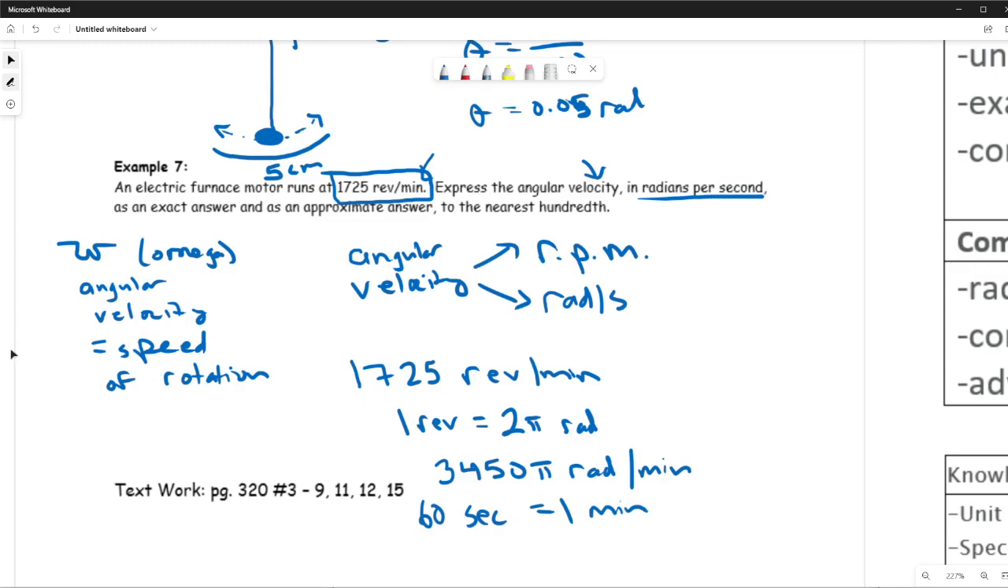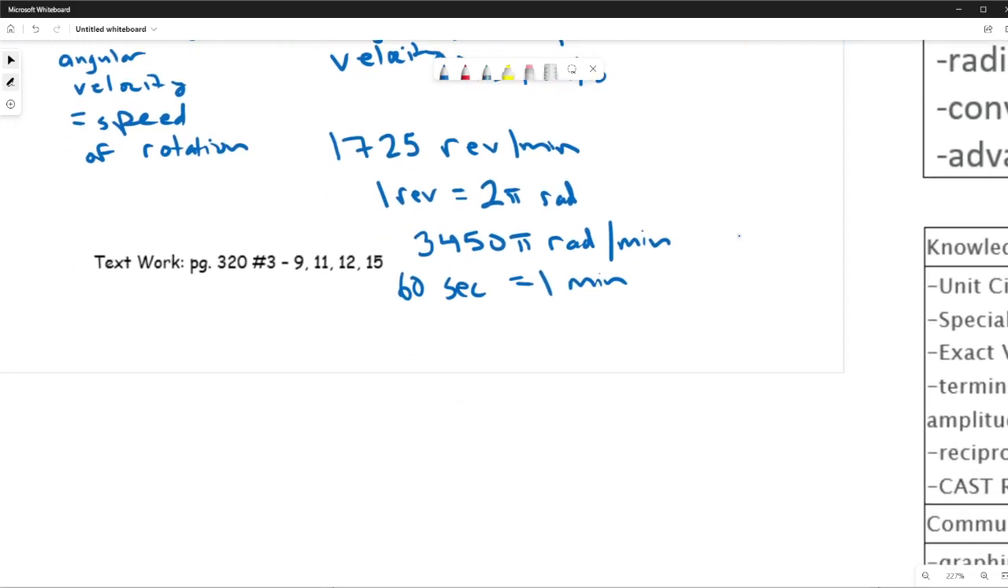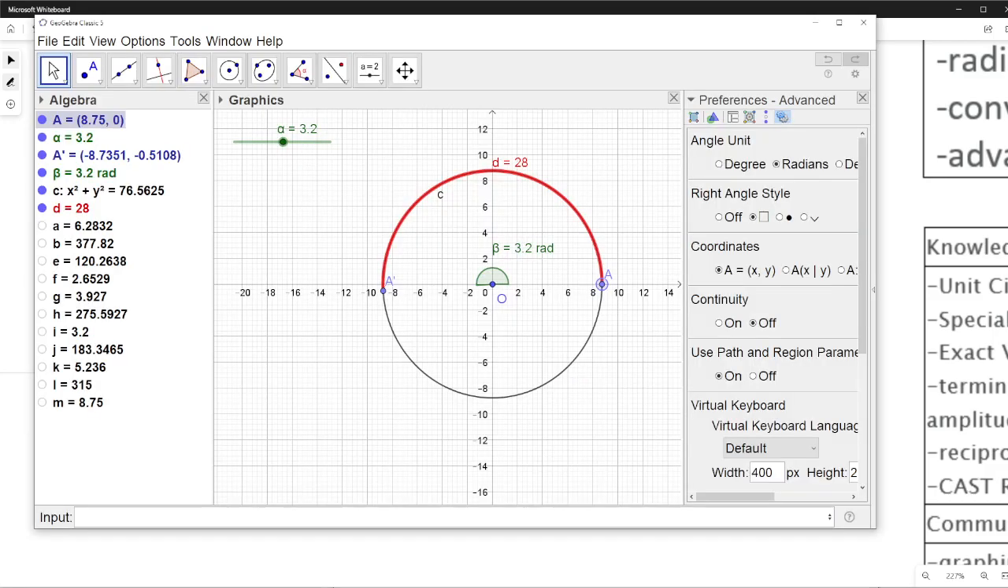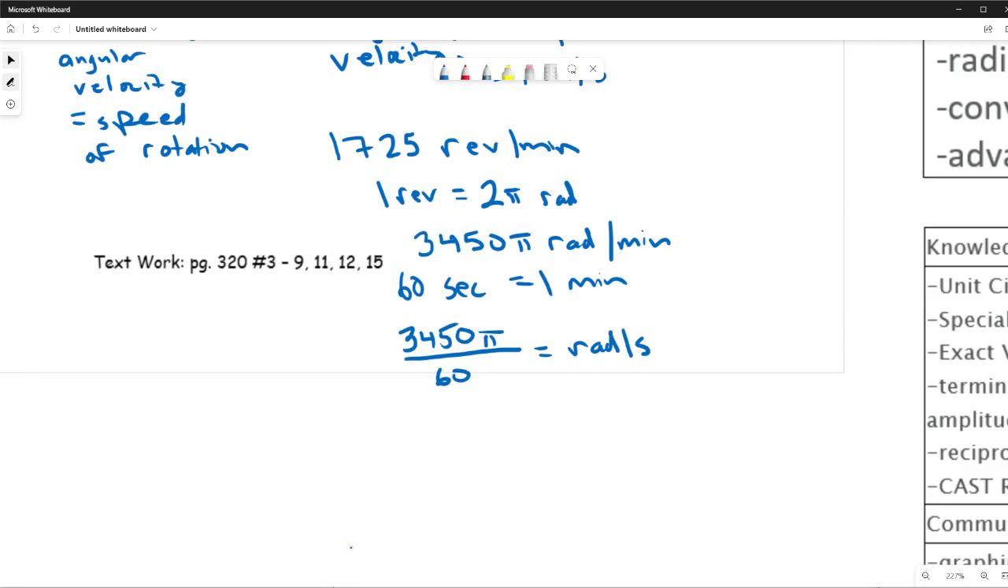So basically, to finish the question, instead of talking about it per minute, I've got to divide it by 60 in order to get seconds. So 3450 pi divided by 60 is going to give me rad per second. Just to simplify that, we can at least simplify the equation part. So 1725 multiplied by 2, divided by 60, and we get 115 over 2. We could just leave it like that. 115 pi over 2 rad per second.